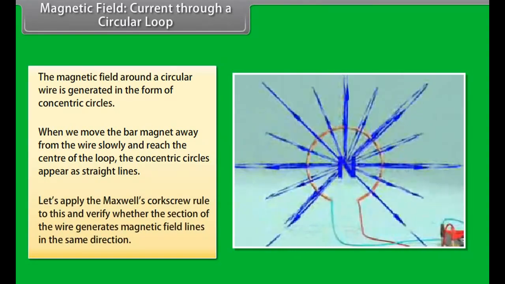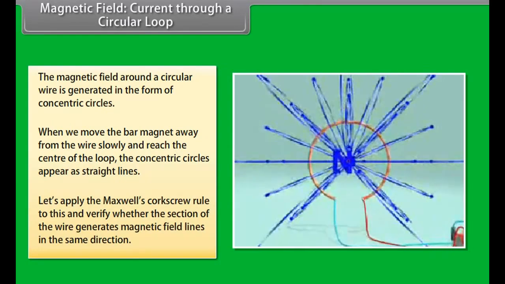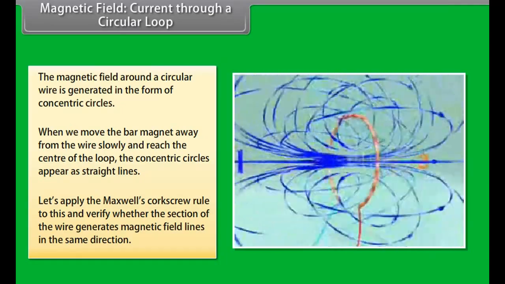Now try applying Maxwell's corkscrew rule to this and check whether every section of the wire is able to generate magnetic field lines in the same direction.